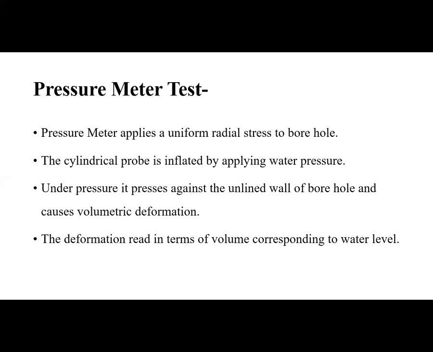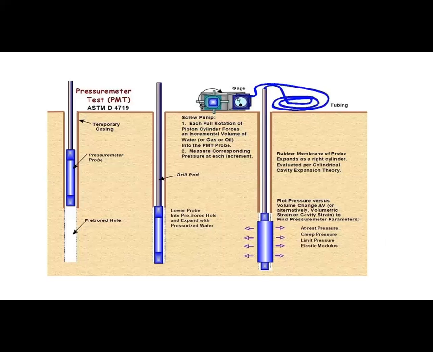If it provides too much deformation, it shows that the soil strata is hard. The deformation of the borehole is read in terms of a volume corresponding to the fall in the water level of the reservoir. The readings are plotted. So the deformation is read in terms of volume corresponding to the water level: how much water goes into that particular probe, and how much deformation is showing. This is the main data which we get from it.